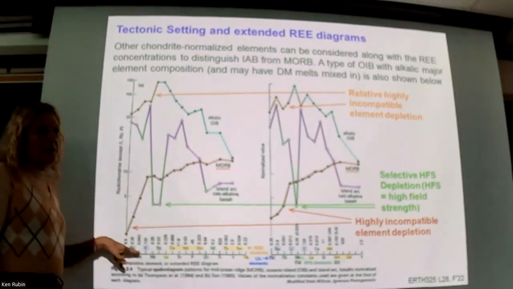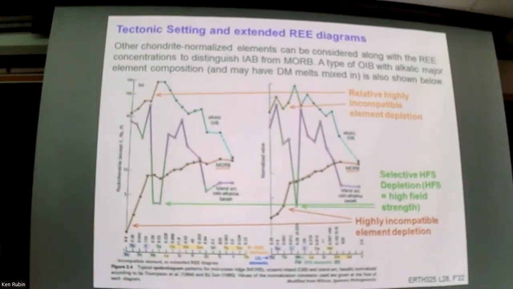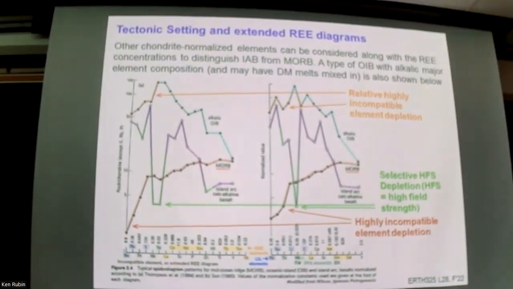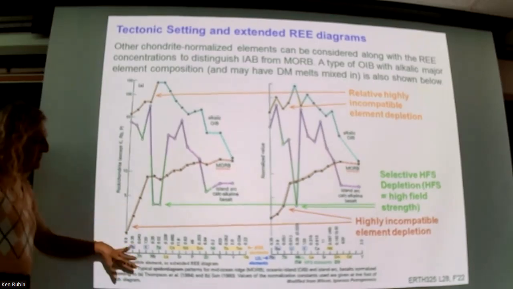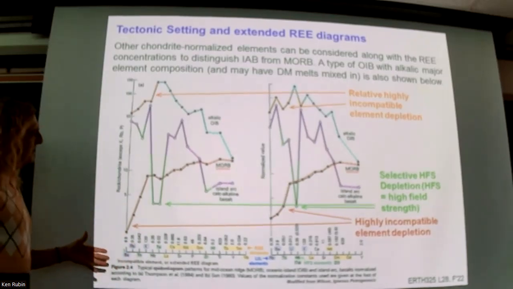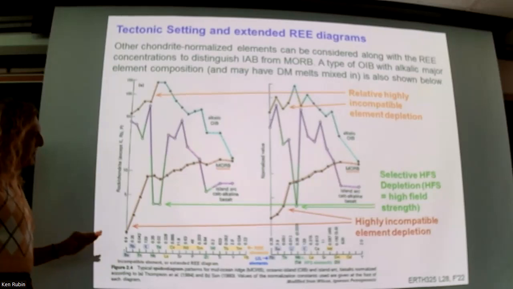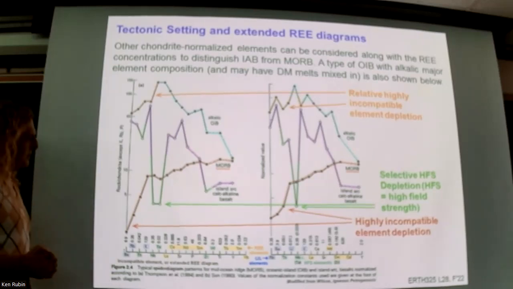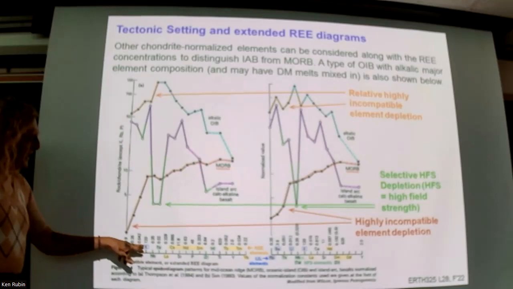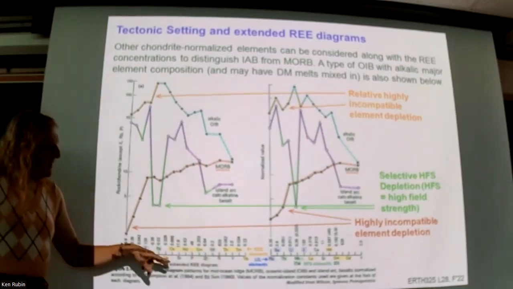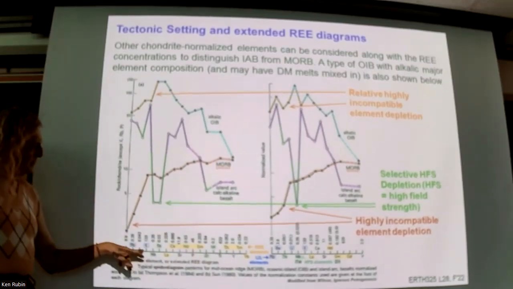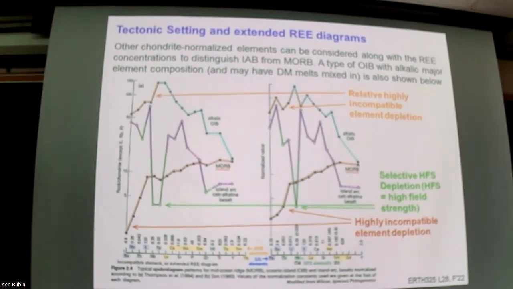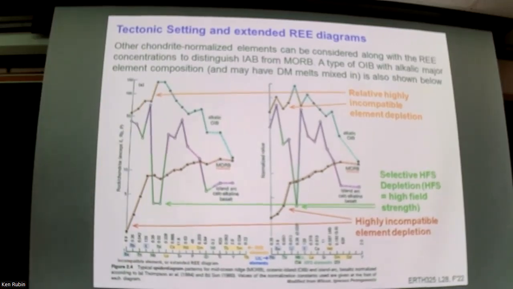Some people have used a term called spidergram. It's one of my hot button, I hate it words. I don't like when people use it because it doesn't really mean anything to me. But in any event, if you hear someone say that, this is what they're talking about. I've highlighted the rare earths in yellow, and then some other elements in blue and green. Mostly in an extended rare earth element diagram, we're adding in elements that are more incompatible than the most incompatible rare earth, which is for the most part lanthanum.